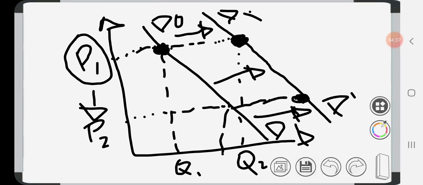This is called an outward shift to the right of the demand curve, and it's mostly caused by factors outside of this particular product. So in this particular case, a competing product has become unaffordable. This product has become the only option that people have. So most people who actually want to buy cars will buy this one. Now we have a new demand curve, and this is how we have moved from DD0 to DD1.